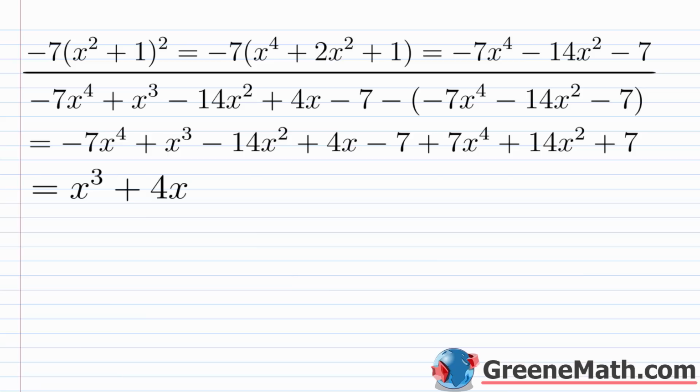So I have this set up for us. Again, I'm going to expand this first. So this equals negative 7 times the quantity x to the 4th power plus 2x squared plus 1. Then distribute the negative 7 in. So this equals negative 7x to the 4th power minus 14x squared minus 7.